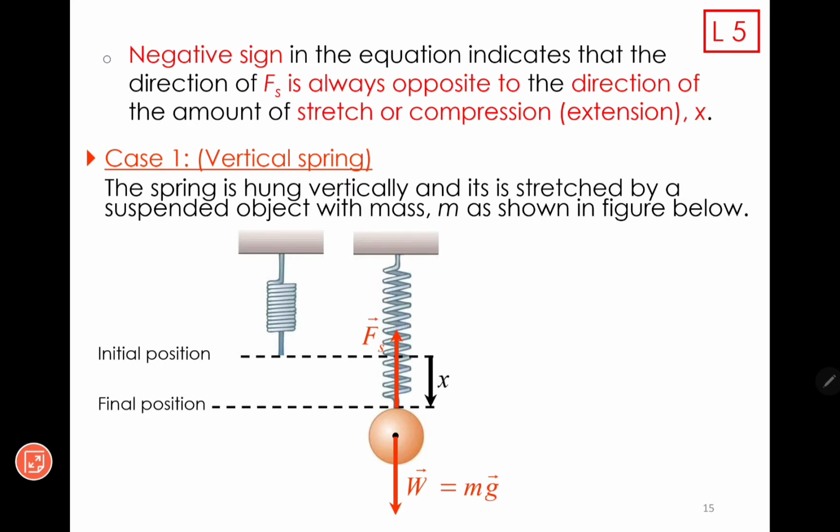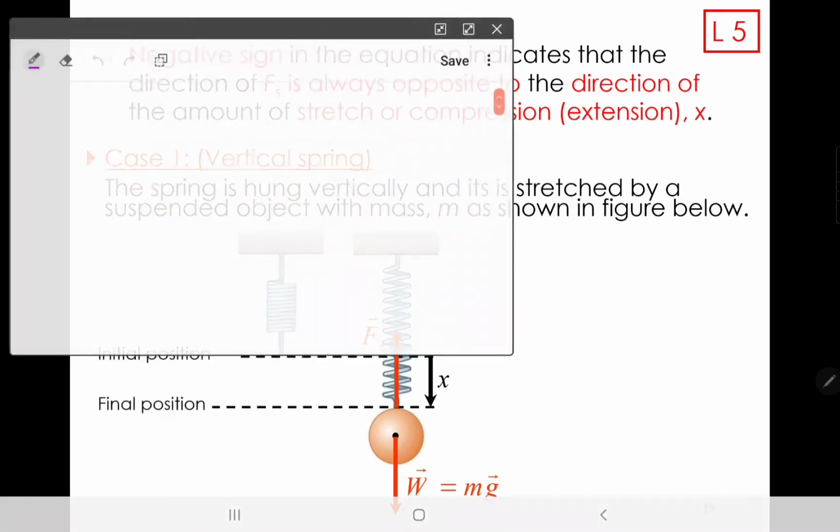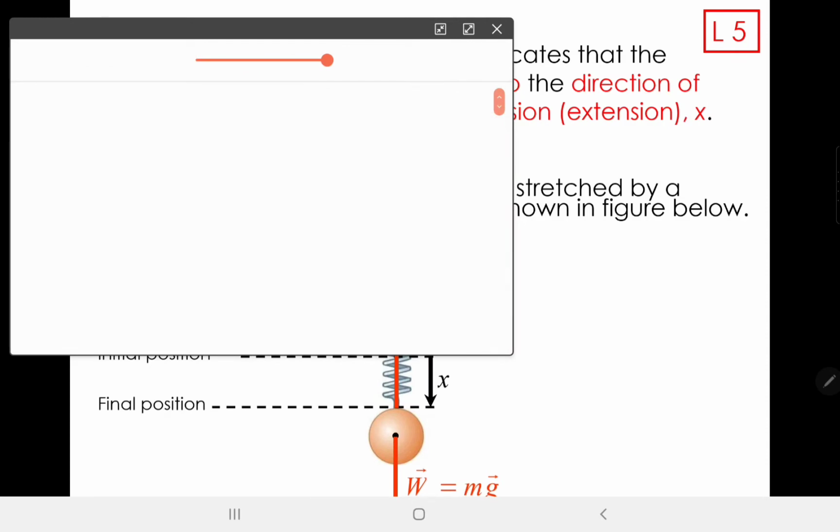So based on this, as we know, vectors, we are discussing the magnitude and also the direction. In this case, Fs is positive because it is directed upwards. x and W are negative because both are directed downward. So how do we get the equation from this? All right, let me show you.